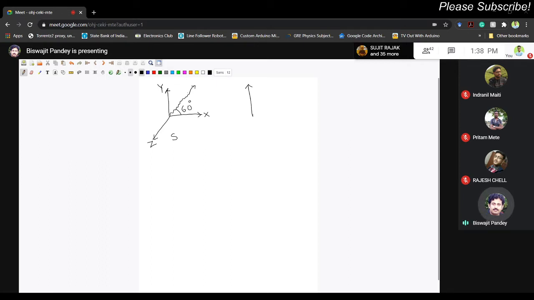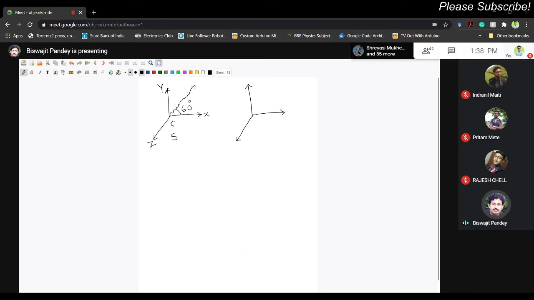Don't assume all the time that the S prime frame has to move. It's up to you. You're just labeling the frames as S and S prime. Usually we label S prime as the moving frame and S as the frame at rest, but it's not necessary. It's up to you how you label them. And then you have to write down the transformation.